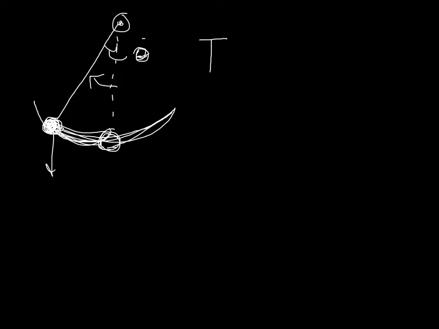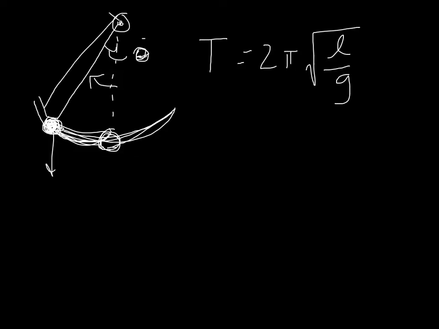Our equation for the period of this type of pendulum is T equals 2 pi times the square root of L over g. And L in this case is this distance here. g is 9.8 meters per second squared, the acceleration due to gravity on Earth. If we were to change planets, it would be whatever the gravity of that planet is, and L is the length.